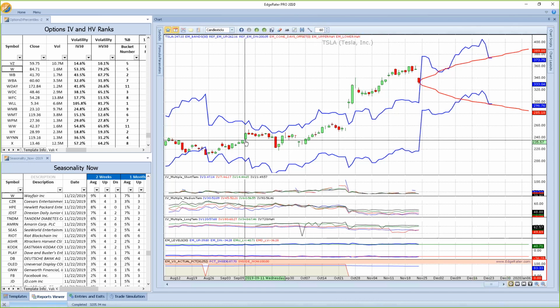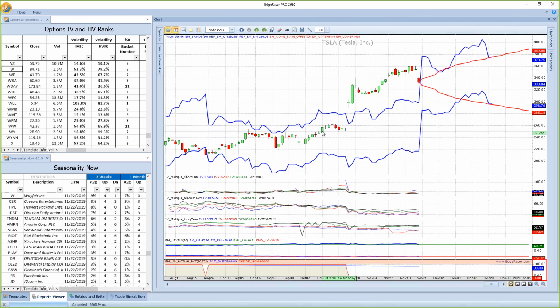How does it do with December last year? Tax law sellers. So Brock's asking what happened with Tesla back in December of 2018.